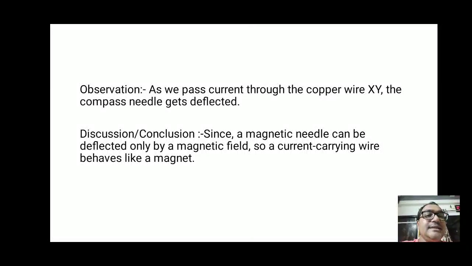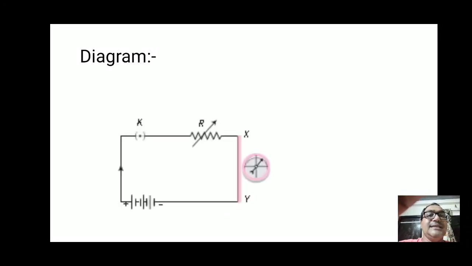Since a magnetic needle can be deflected only by a magnetic field, a current carrying wire behaves like a magnet. Students, this is our circuit diagram. XY is a copper wire. When we switch on the circuit, electric current passes, and if we keep the compass nearby, the compass needle gets deflected.